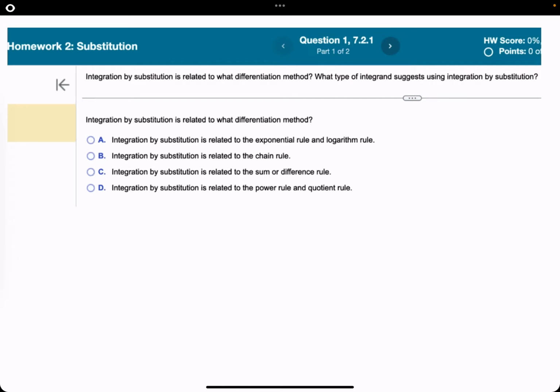Integration by substitution is related to which or what differentiation method? So the differentiation method would just be the chain rule. The chain rule, because the chain rule is designated for finding derivatives of functions with multiple layers. So inside layers and outside layers.